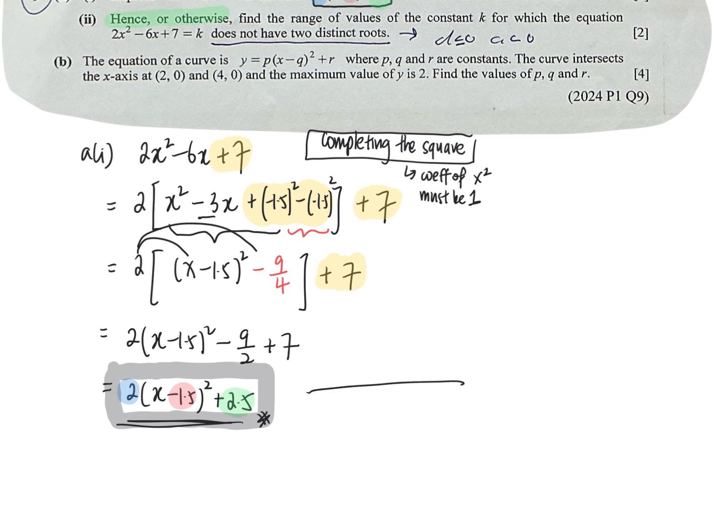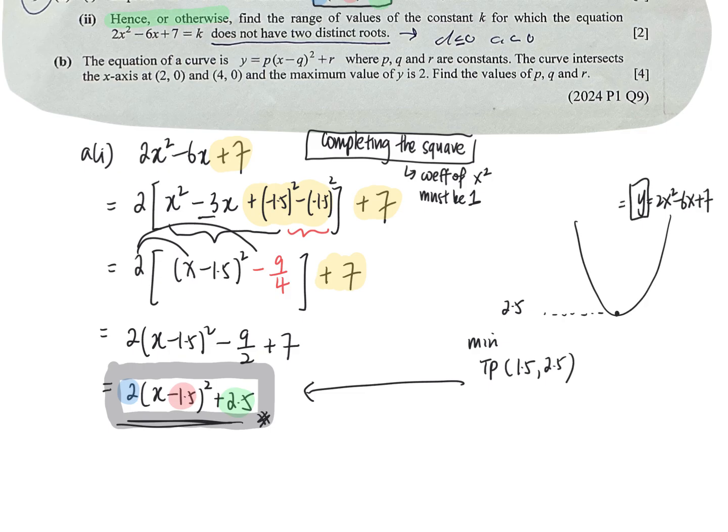How does this curve look like? First, it is a minimum, and the turning point, if we read, is at 1.5 and 2.5. So imagine your curve. The lowest point here is at 2.5. Now they are saying your curve, which is this one, I want it to equate to a certain y value such that it will only cut at 1 point or no points at all.